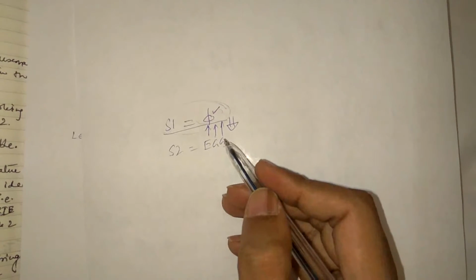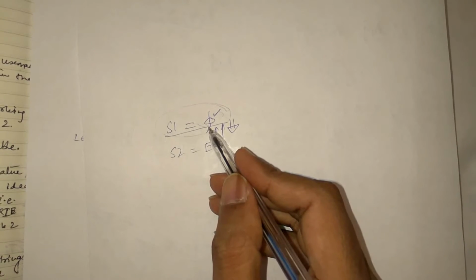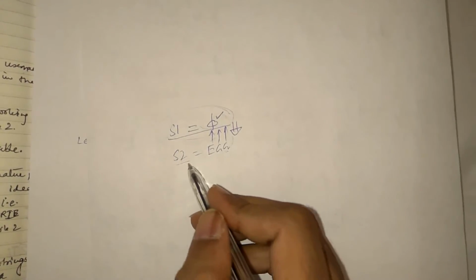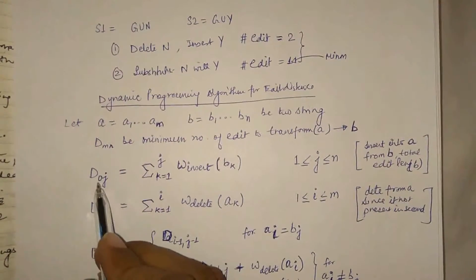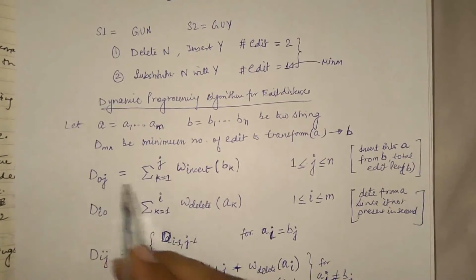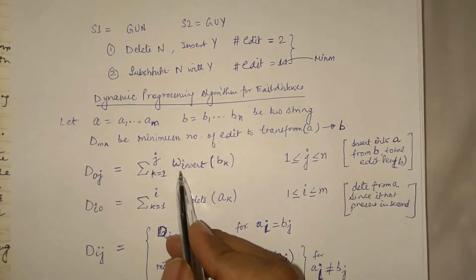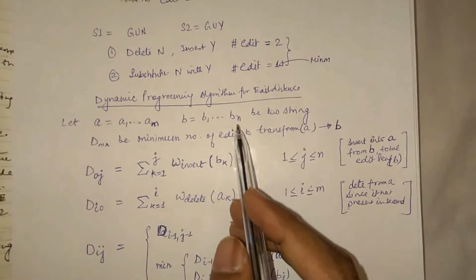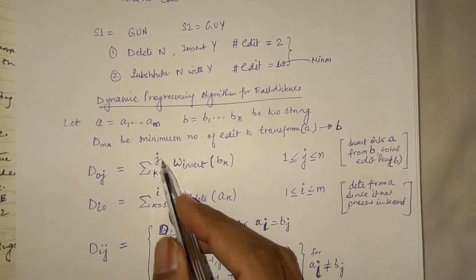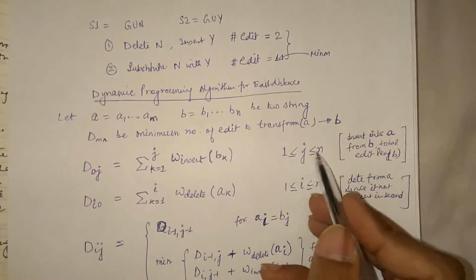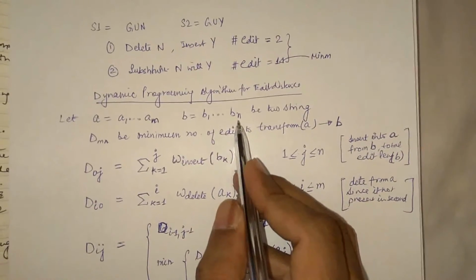So the total number of operations is 1 insert, second insert, third insert. So how many inserts took place? The total is the length of S2, the second string. So if we have no characters in the first string, the total cost will be the total number of insertions taken from the B string, that is the second string. Right. And K varies from 1 till J, each of these characters we are accessing from 1 till N.